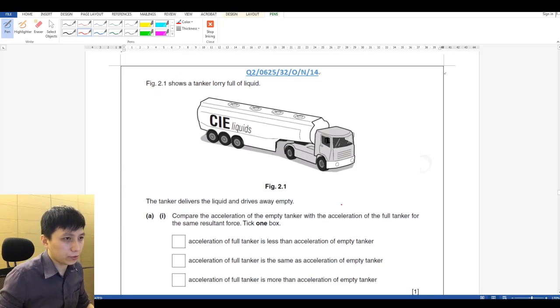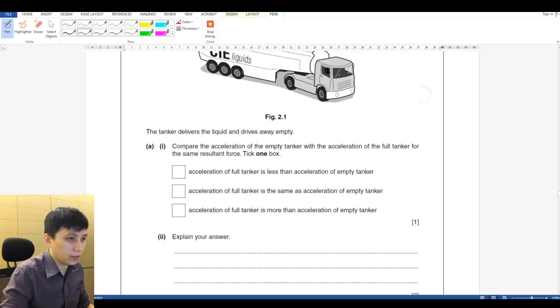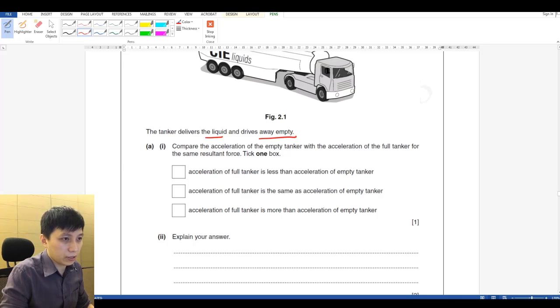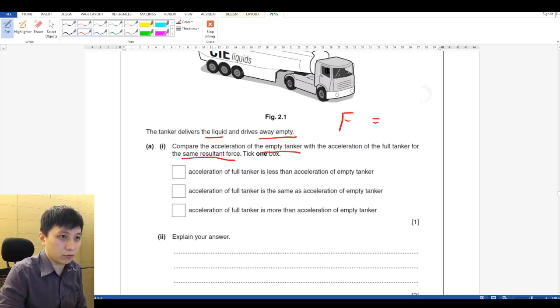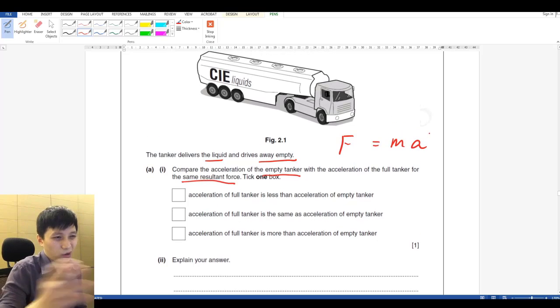Next, the long question. So here is a lorry, and it delivers liquid and drives away empty. So that means the mass is much less. Compare the acceleration of the empty tank with the acceleration of the full tank for the same resultant force. So to deal with this kind of question, first of all, you must recall the relevant equation, and that is F equals ma. So I will strongly recommend you to put it down somewhere. Don't worry, you won't be deducted marks if you put down things like that. The marker will just look at whatever you answer in the box.